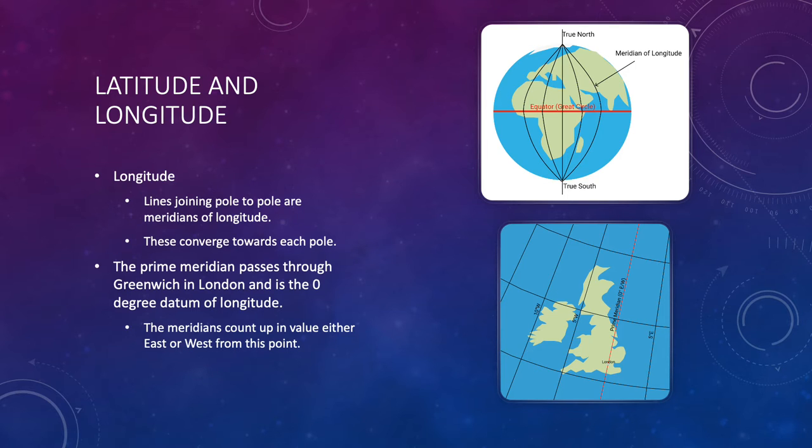Okay, so each line is considered a degree, and the prime meridian, which is the one that all references are taken off, runs through Greenwich in London. Okay, so that's 0 degrees. Every line of longitude from this point onwards is either east or west of that point, depending on how many degrees, but the one that we always take reference off, the 0 degree meridian, is through London.